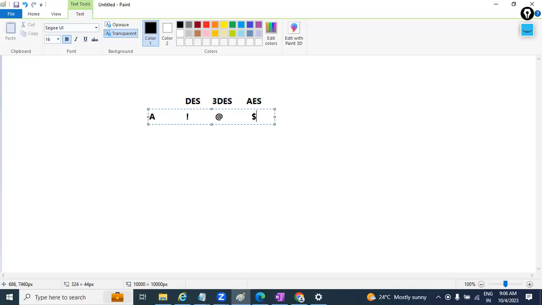In A, they are not using A directly. They use a different sign. For M, they are using dollar. For I, it's using star, and for T, it's using at. Let's consider they are using dollar.